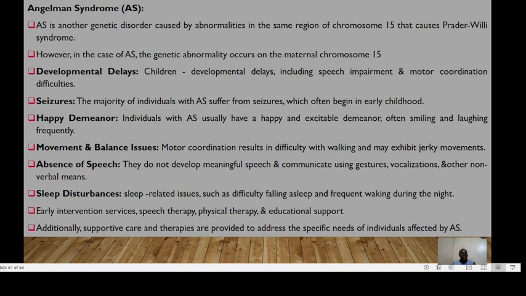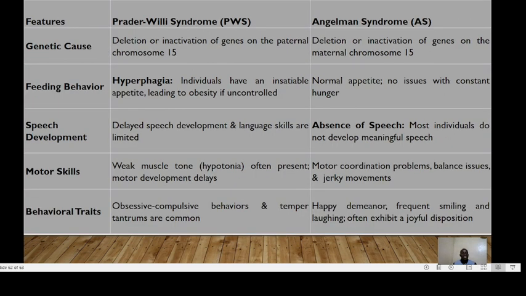Some have been described as having a happy demeanor. They are usually happy and excited, often smiling and laughing frequently. But they could also have movement and balance issues, absence of speech, and sleep disturbances. Early intervention and supportive treatment are of essence for these people with Angelman syndrome.